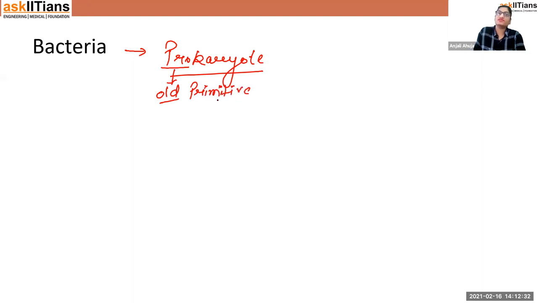And wherever you see the word karyo, karyo means nucleus. I am repeating this probably, but bio is a different language that we learn with the help of English. So just break the word and then you will be able to understand. It's old primitive nucleus or old primitive cell. There are two types of cell, prokaryote and eukaryote. Eukaryote is the latest one. U means true. Prokaryote is the old one.